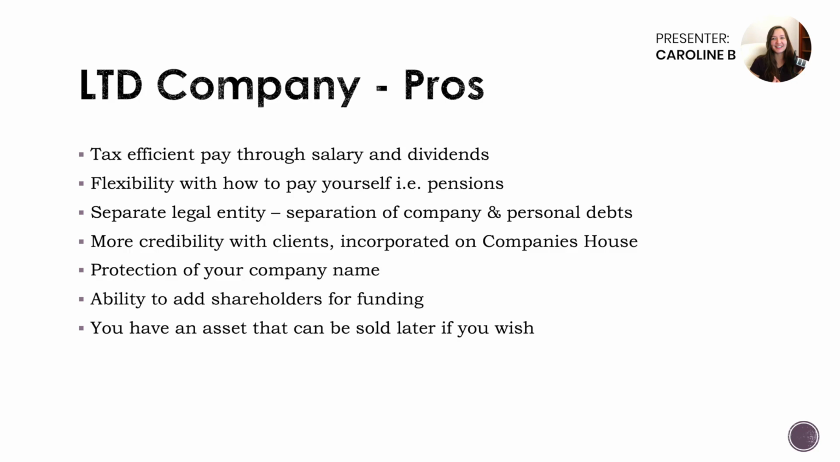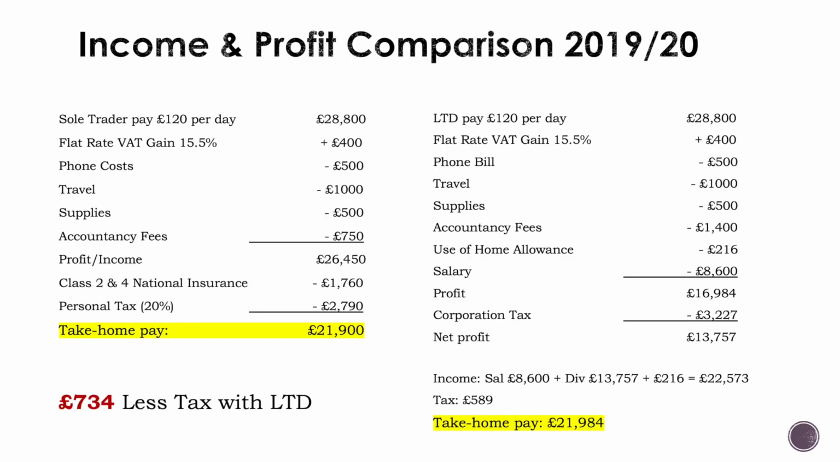Now on the next page, you'll see basically an income and profit comparison for the 2019-20 tax year. On the left, we've got sole trader here. You won't see huge tax benefits with this amount of pay. Essentially, I'd recommend setting up a limited company if your sole trader income, so the profit your company is making as a sole trader, is £15,000 to £20,000 a year.